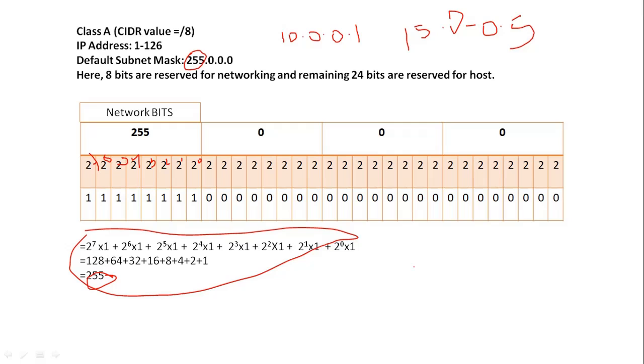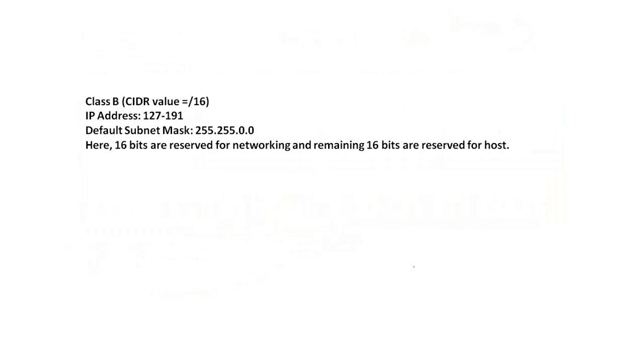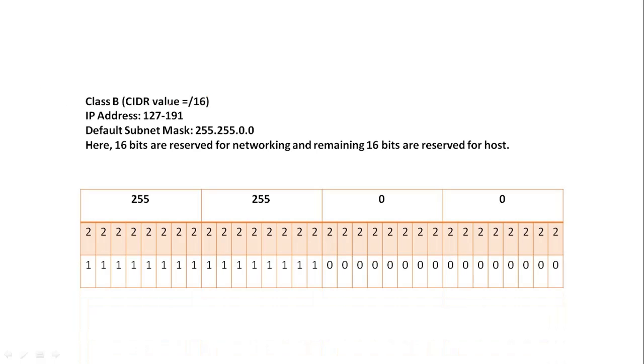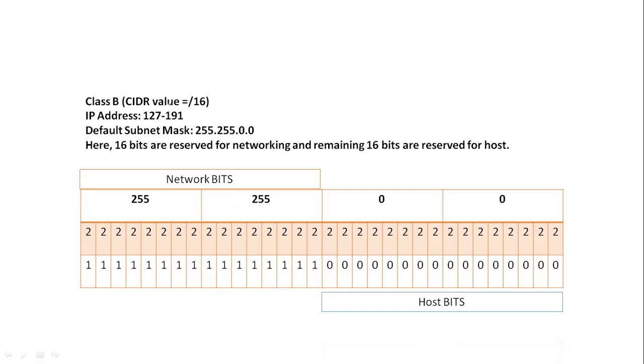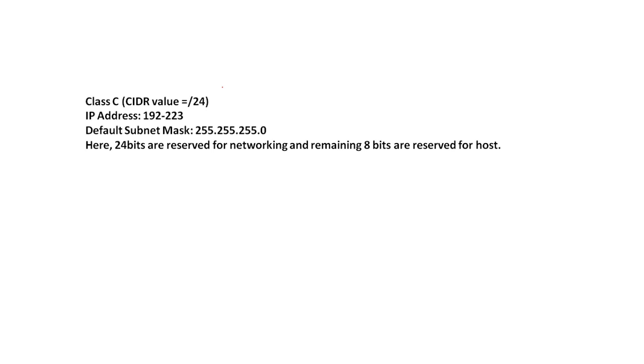Next we'll be doing Class B. In a Class B network, you can see the CIDR value is 16 and the IP address range is from 128 to 191, and the default subnet mask is 255.255.0.0. Here you can see 16 bits are reserved for network bits and the remaining 16 bits are reserved for host bits, and if you calculate it, you will get 255.255.0.0, which is our default subnet mask.